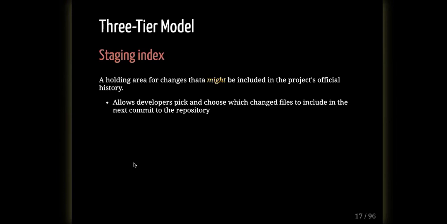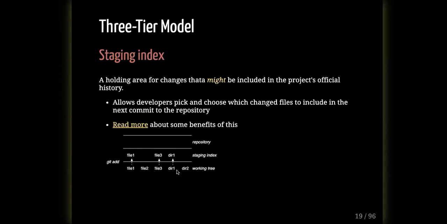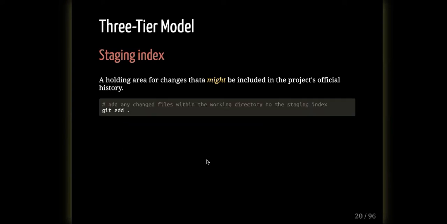Anything that you think you might want to put in that official history goes into the staging index. So again, if you're working on a project and you think you might want to track the changes you made to file 1 and file 3 in directory 1, and make a new version with the changes you put into those files, but not any changes you made in file 2 and dir 2. If you want to just make a version with the changes you made in these 3 things, well, then you would add them into the staging index. They're not yet officially part of the history of the project. They're not yet in a snapshot in a version, but you've said you might want to put those into a new version of the project. And you do this with git add.